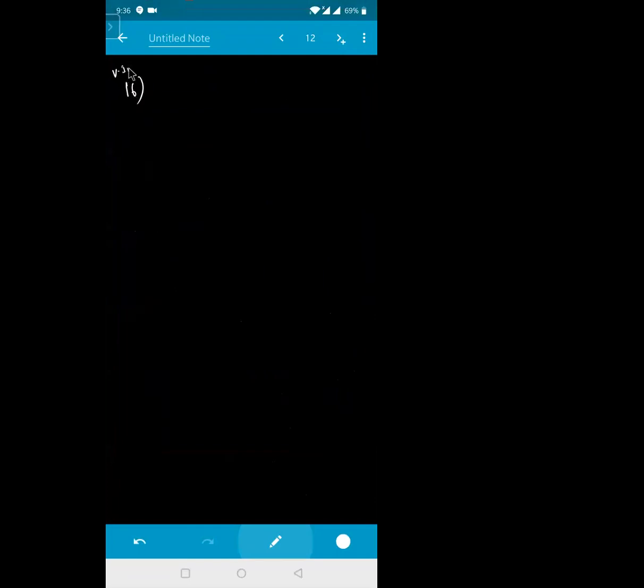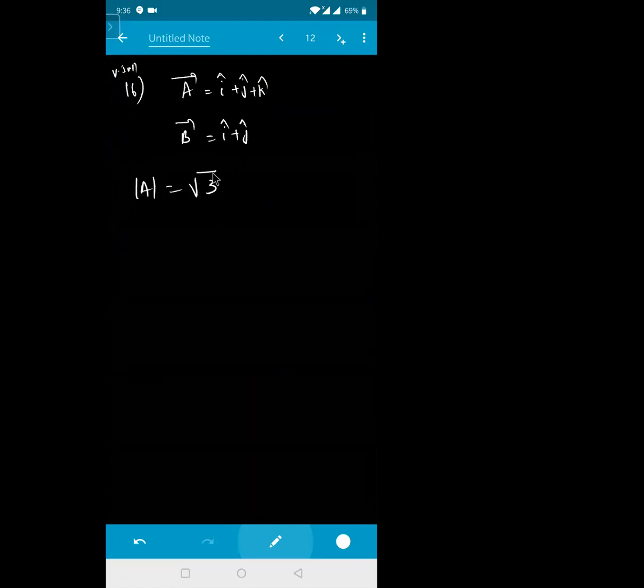Question number 16. Very, very good question, beta. Very important model also. See, now. First vector is a bar, equal to i cap plus j cap plus k cap, and b vector is given as i cap plus j cap. So the magnitude of a will become how much, beta? Under root of 3, because this is nothing but under root of 1 square plus 1 square plus 1 square, that is 3. And the magnitude of b will become how much? Root of 1 square plus 1 square, that is nothing but root 2.